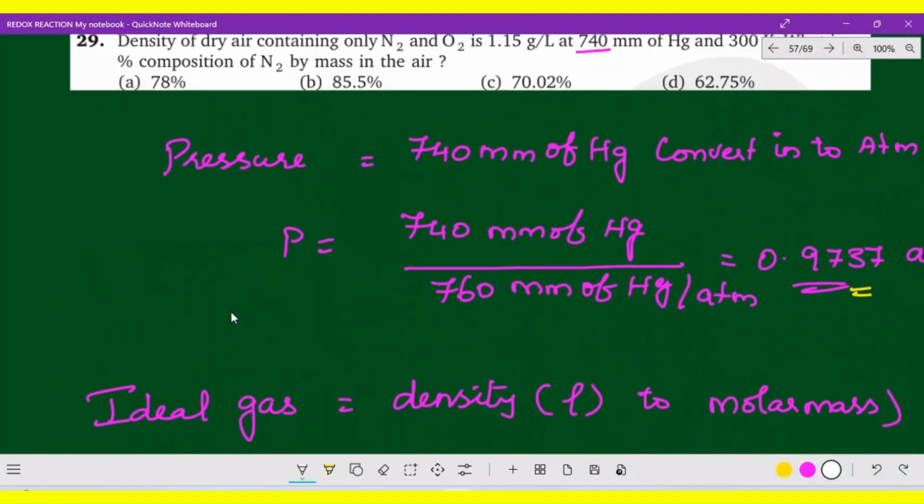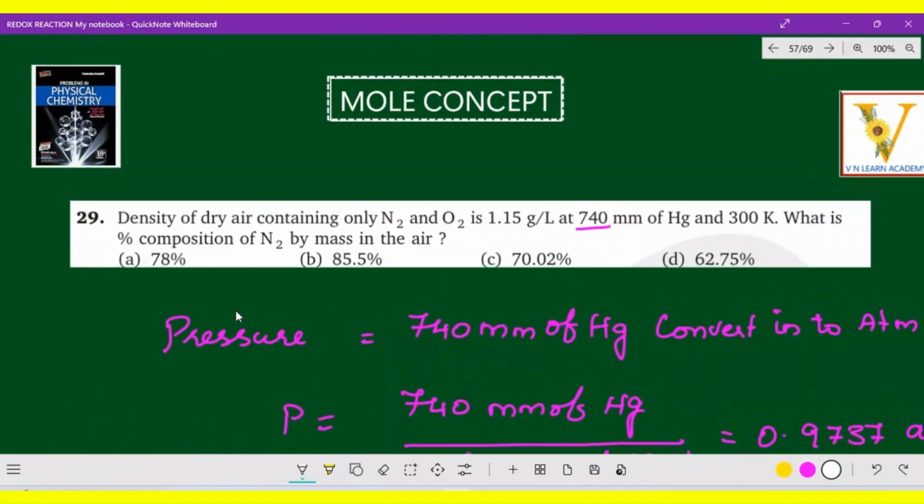Okay, now which is the correct option? 70.02, right? Yes, so option C is the correct option. Come on, let us go to the next question. I hope you got the clarity of this question, right?